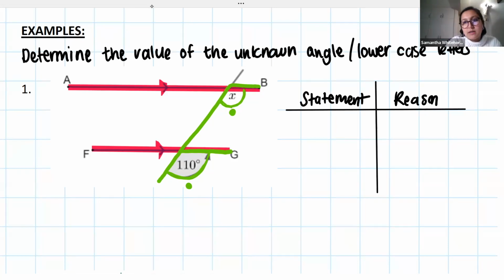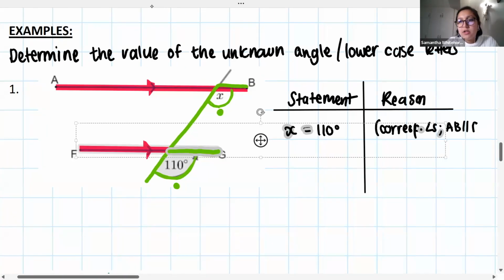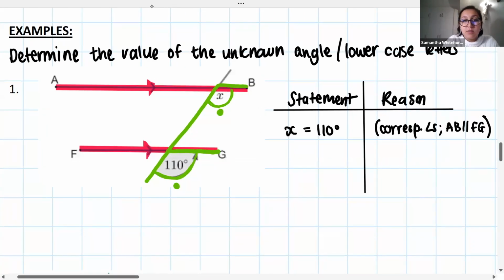And so we can now state that we know that X is 110 degrees. And our reason is the fact that it is a corresponding angle. Remember, use the abbreviations, use the symbols, make your life easier. We have to state the parallel lines. So AB is parallel to FG. And that's it. We found X. We've got the value of our unknown angle. We have done what is asked of us.